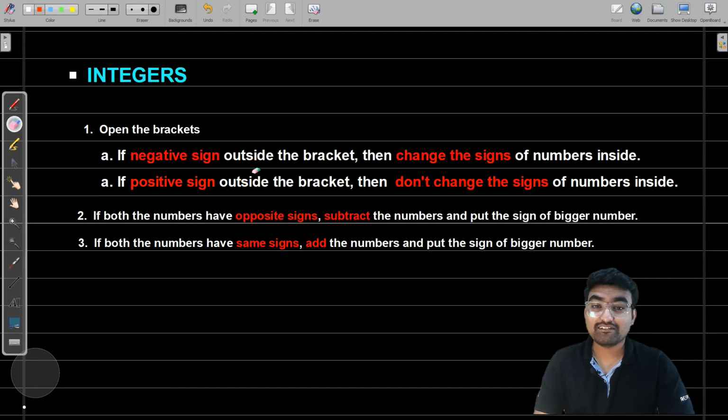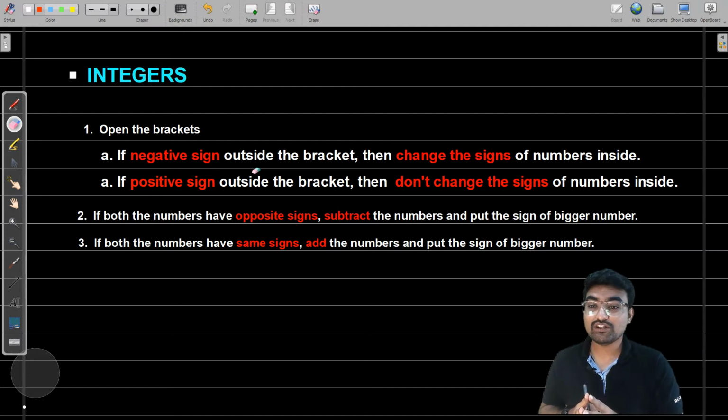Hello, I have seen that many students struggle solving integer related problems for addition and subtraction. Whenever there are multiple signs, students get confused and they don't know whether to add or subtract the numbers. So today I'll tell you just 3 rules with which you can solve all the examples in a single snap. Okay, so let's understand.